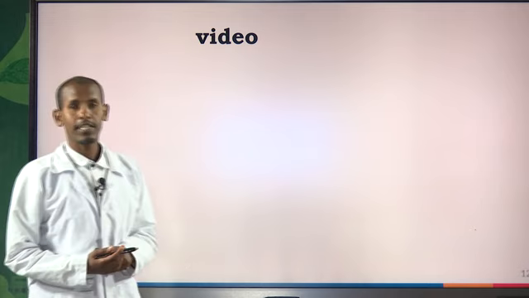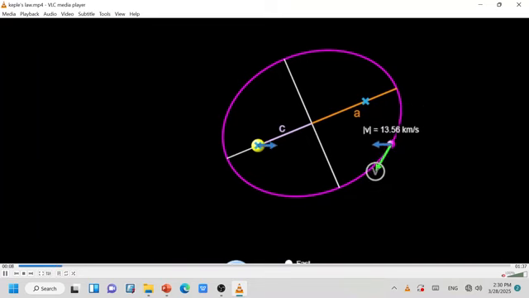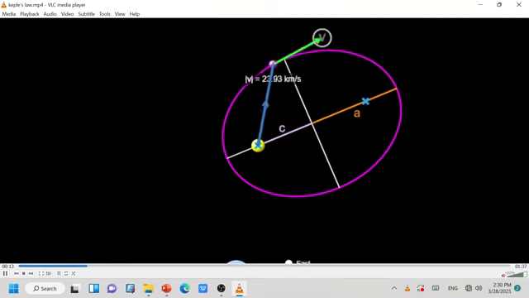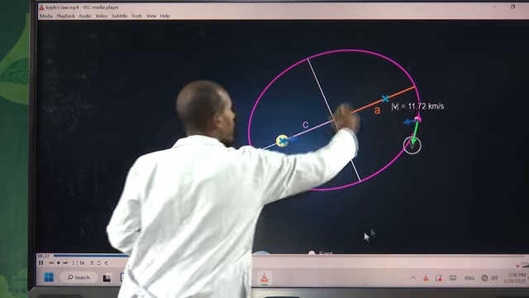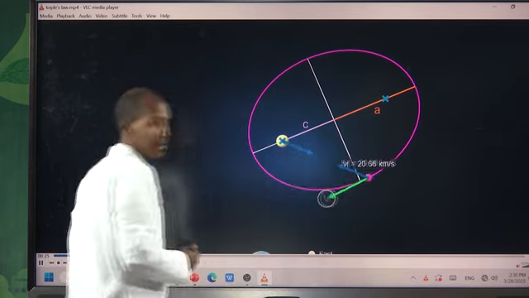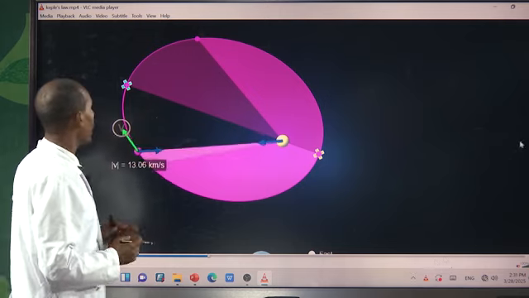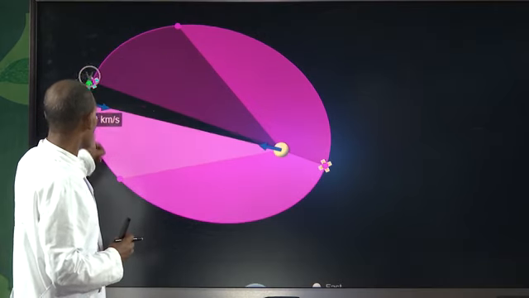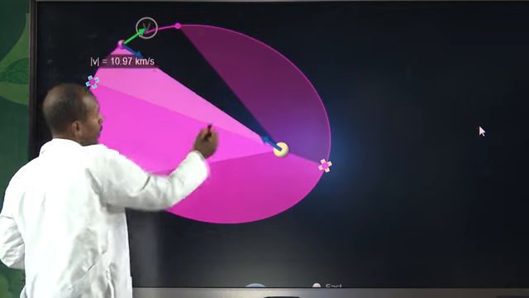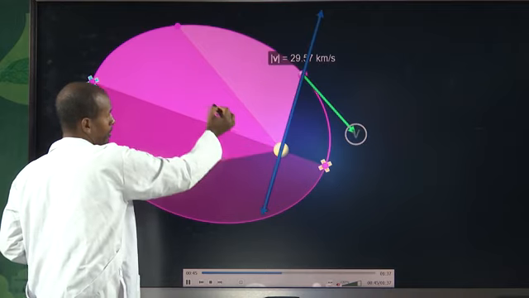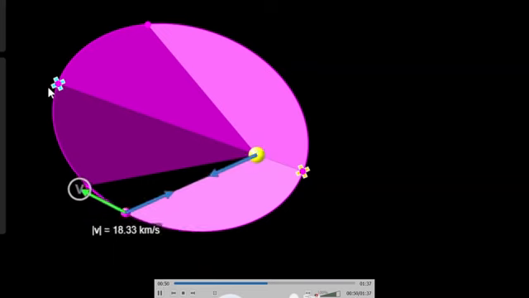Okay, let's see the video that clarifies what we have stated and discusses the three Kepler's laws. This one is Kepler's first law. If you look at the satellite, it follows an elliptical orbit, which has two foci. This one is the major axis and this one is the minor axis, which gives us the elliptical shape. The second law states that the line sweeps equal areas in equal amounts of time. So this area is equal to this one, and this area is equal to this, and so on, because it covers equal area in equal time.